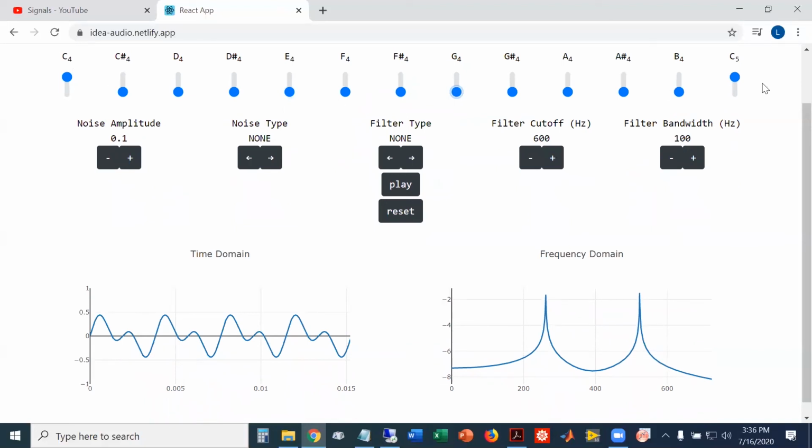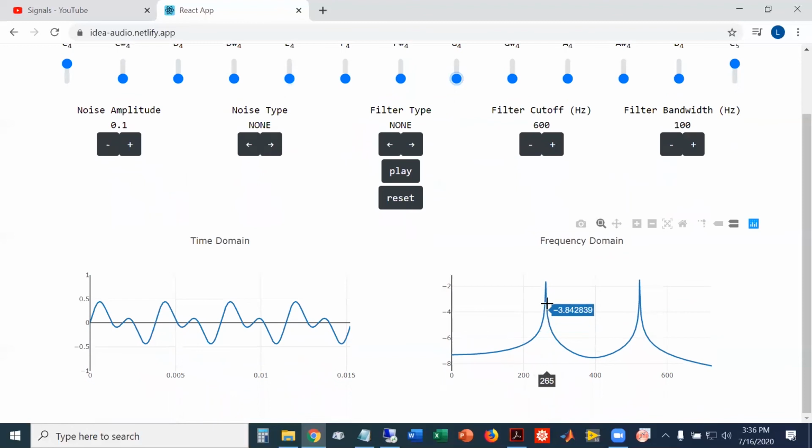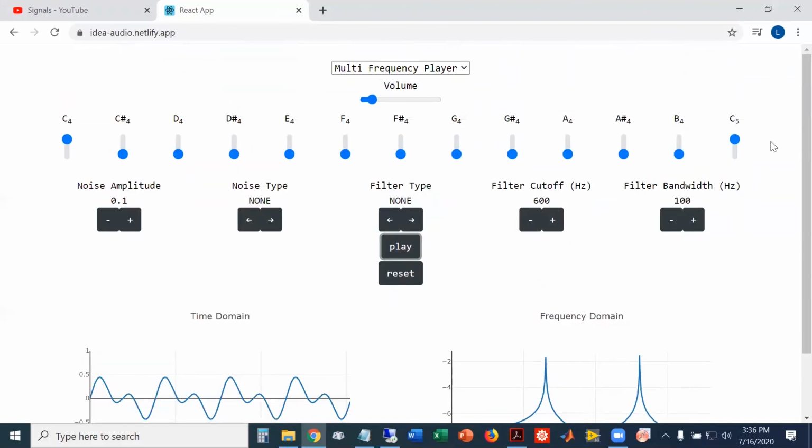So C4 and C5, they're a factor of 2 in terms of frequency with respect to each other. C4 is at 261 hertz, and C5 is at 523 hertz. And so when we play this, you can see that this is a periodic structure in the signal because I have a harmonic of the other signal. So I'm playing these two notes. This one is twice the frequency of this note.